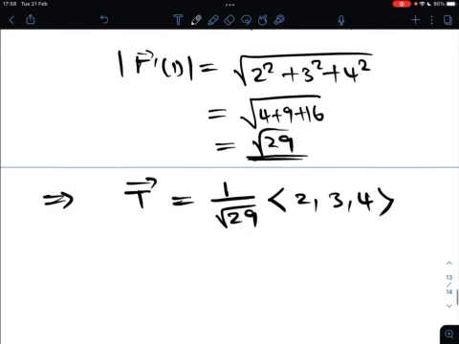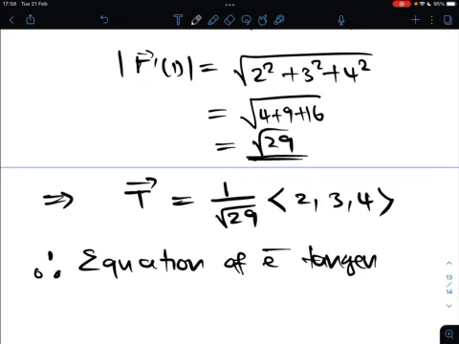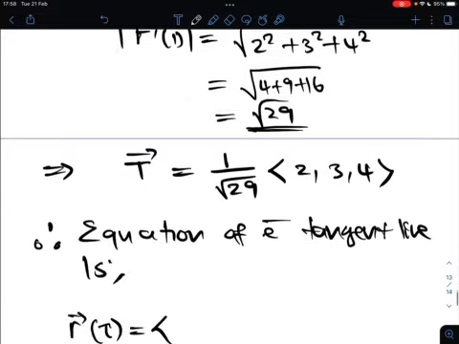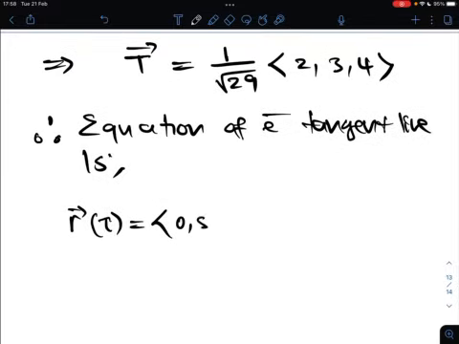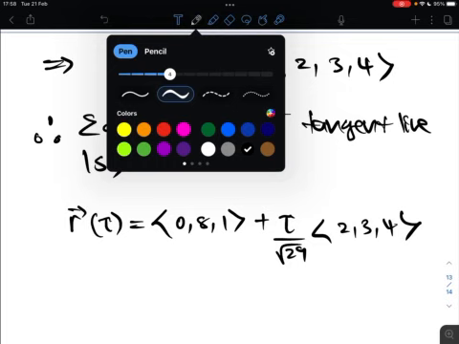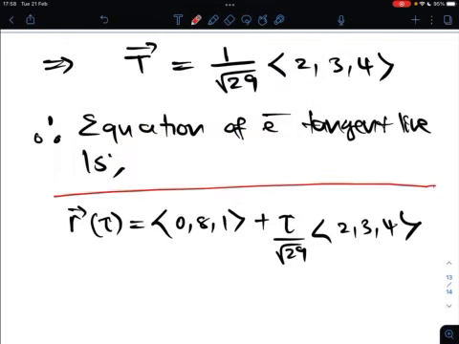Therefore, what is the equation of the tangent line? The equation of the tangent line is r of tau equals a, where a is already the given point, (0, 8, 1). So it's (0, 8, 1) plus tau times T, so tau over root 29 times (2, 3, 4). You see, that's your tangent line. This is the equation of the tangent line that is required.